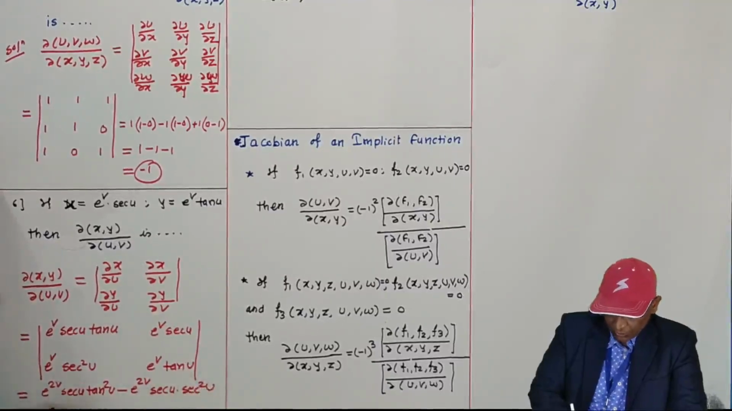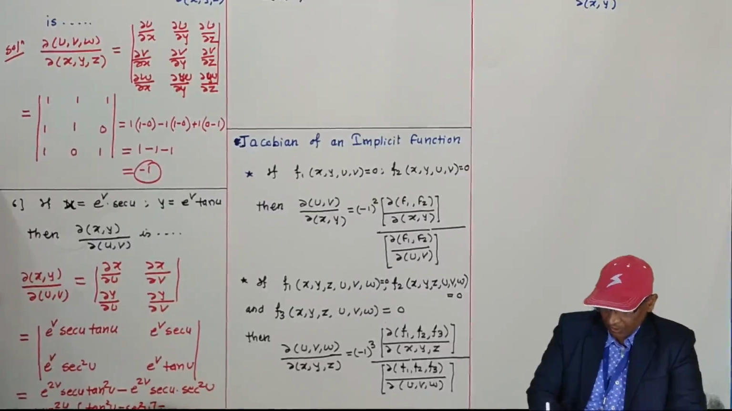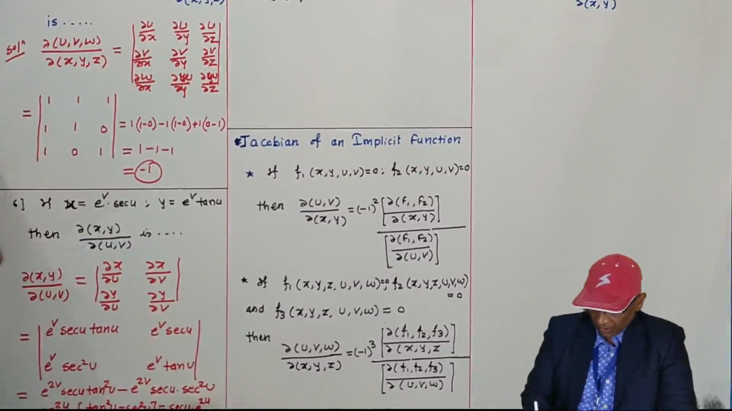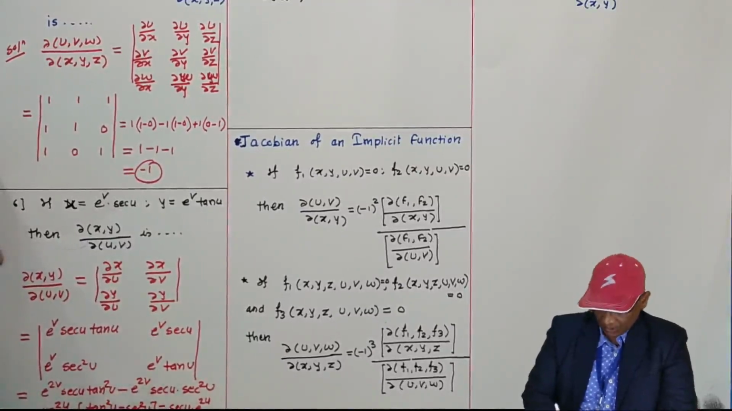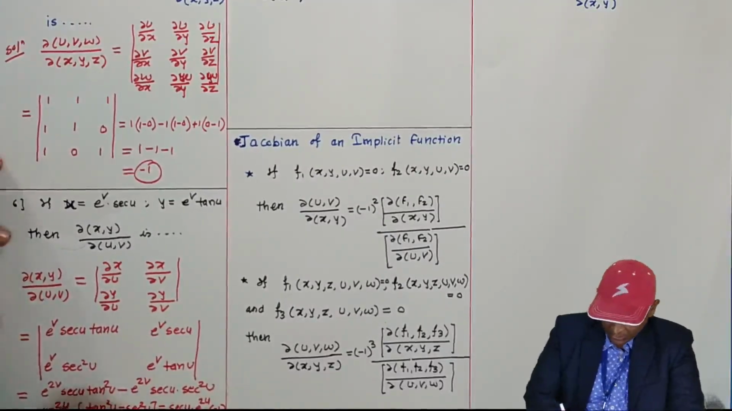Now, e raised to 2v is common. Again, sec u is also common. I am writing sec u here. I have taken common; tan square u minus sec square u is remaining. Sec u is as it is, e raised to 2v is as it is, and tan square u minus sec square u, formula: sec square minus tan square is 1. Therefore, tan square minus sec square is minus 1.